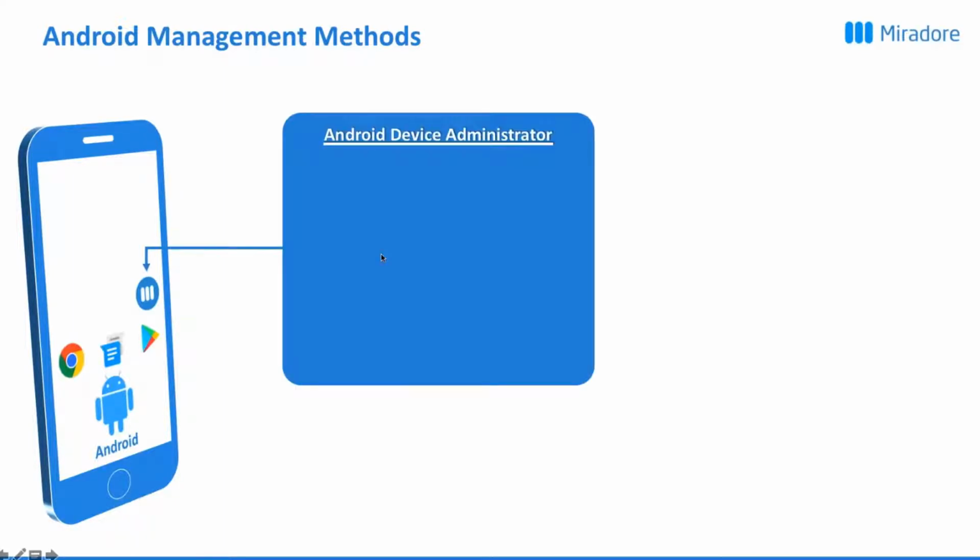First up is the Android device administrator method. This requires you to install our Miradore online client on the device. This is true for all the management methods. Through this client on the device, you will get access to a few management opportunities and features, one of these being encryption. You will get access to location tracking. You will be able to set a passcode on the device. You will be able to push things like contacts, shortcuts, and Wi-Fi profiles to the device.